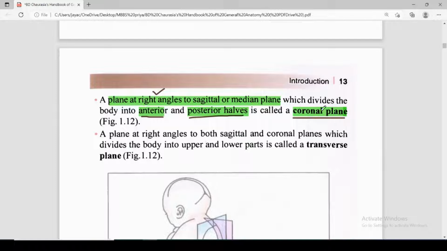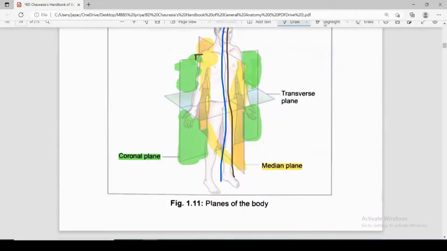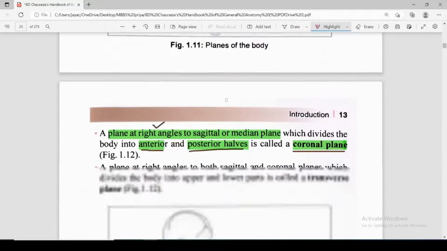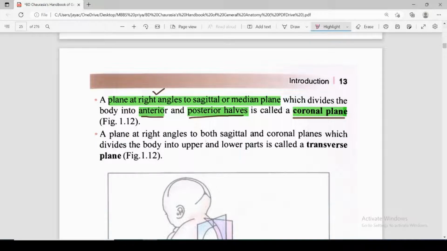Coronal plane. And next is the transverse plane. So transverse plane is a plane that is at right angles to both the sagittal and the coronal plane, which divides the body into upper and lower part. It is called the transverse plane.